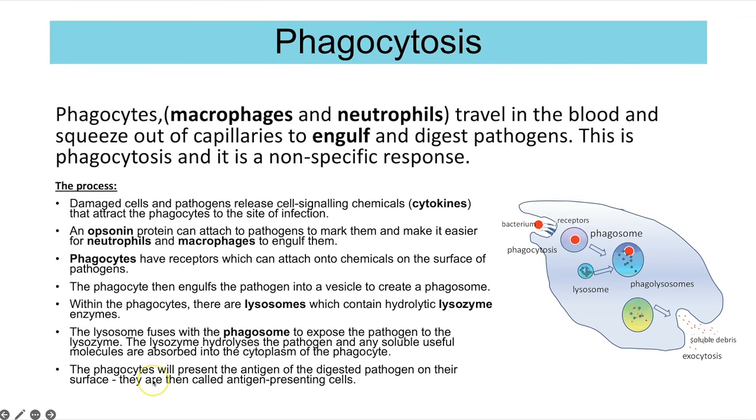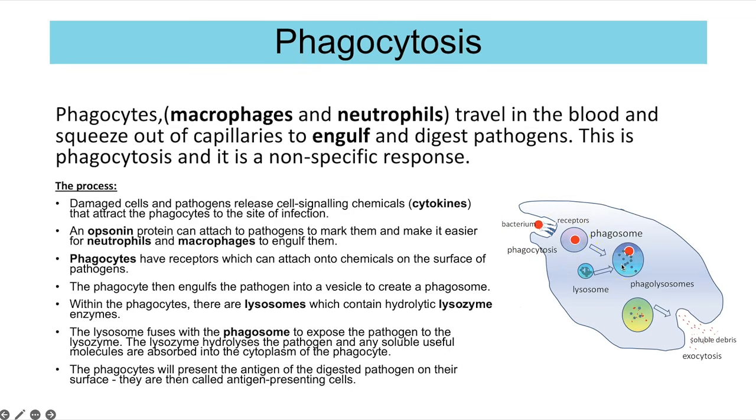And here we see the process of phagocytosis. Damaged cells and pathogens release cell signaling chemicals, which are the cytokines, and they attract the phagocytes to the site of infection. Opsonin proteins can attach to pathogens to mark them and make it easier for neutrophils and macrophages to then engulf them. Phagocytes have receptors which can attach to chemicals on the surface of the pathogen, and the phagocyte then surrounds and engulfs the pathogen into vesicles to create a phagosome.